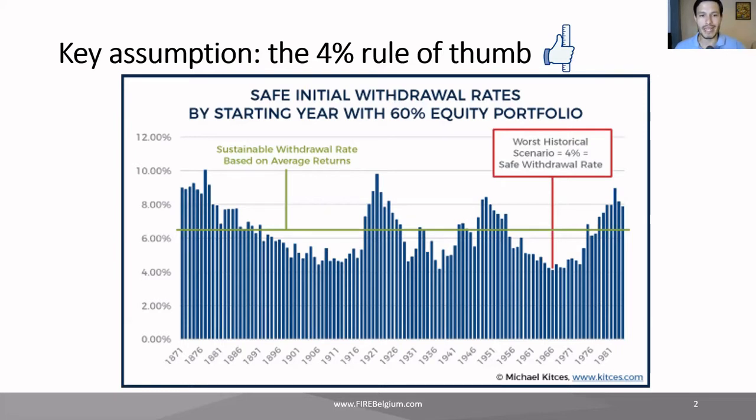So in 1871, that was close to 9%. There's a year where it was 10%. There's a few years where it was around 5%. And the worst year was the year of 1966, one of those around there, where the 30-year period that started on that year, the portfolio survived a 4% withdrawal rate, right?